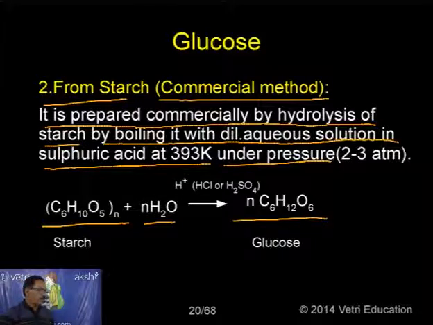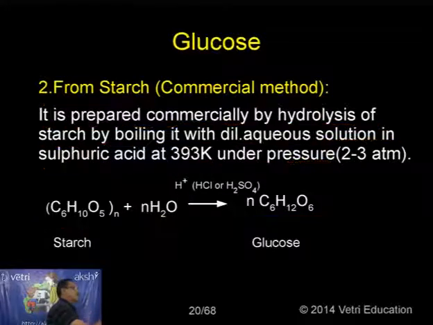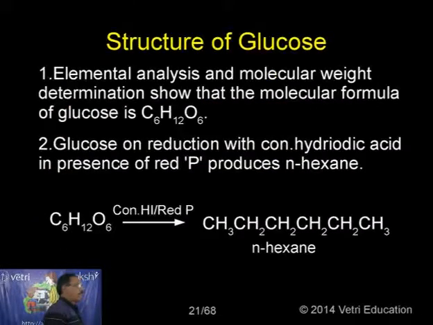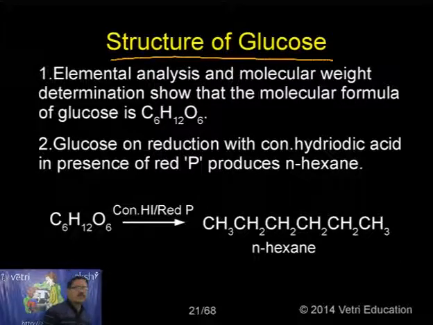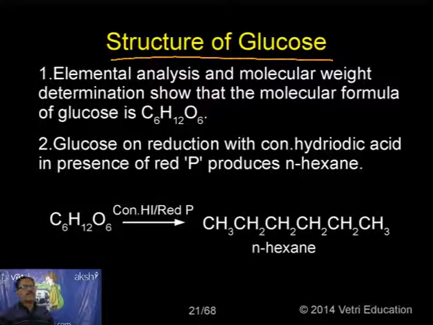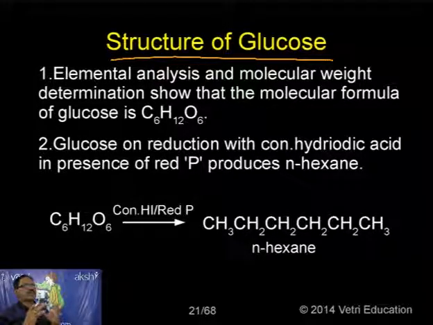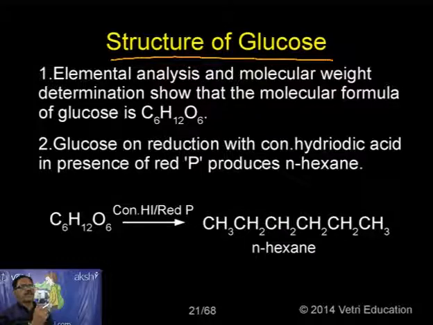So we are getting a large number of glucose units from starch, the number depending upon the molecular mass of the starch. That is the most important information here. So next, let me go for the structure of glucose. First I have discussed how it is prepared in the laboratory. Now let me discuss how the glucose structure can be determined. From both points of view, this is normally most important.